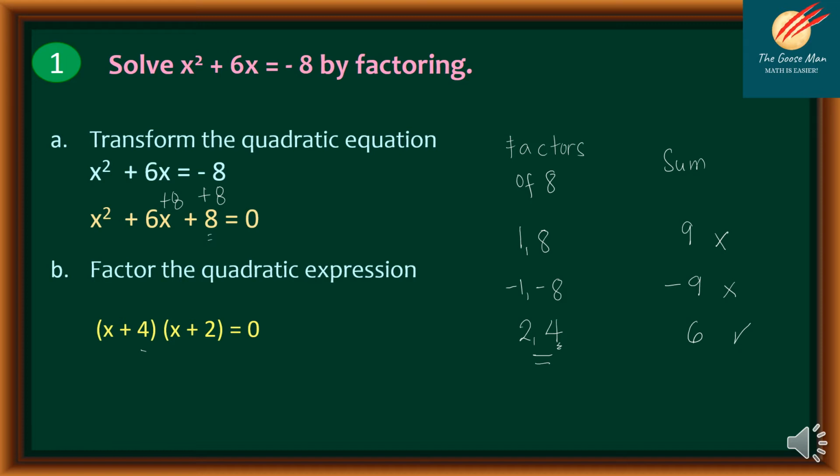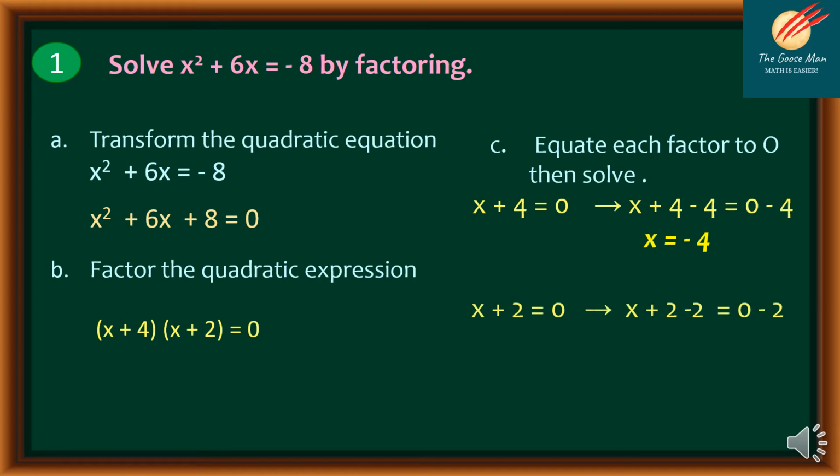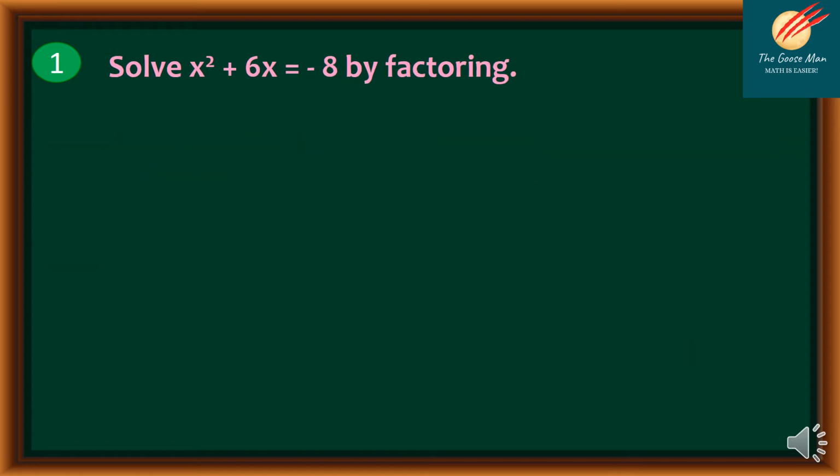So next is equate each factor to 0, then solve. So I have here x plus 4 is equal to 0. To maintain equality, subtract 4 from both sides of the equation. So x now is equal to negative 4. On the other hand, x plus 2 equals 0. So I'll add both sides of the equation by negative 2 to eliminate positive 2 here. So x is equal to negative 2.